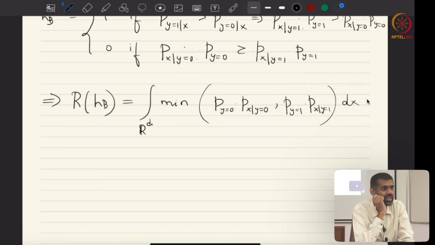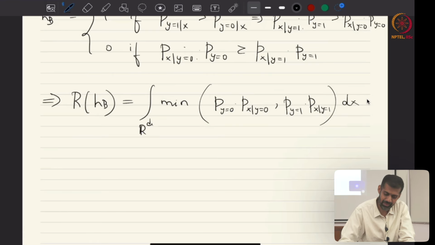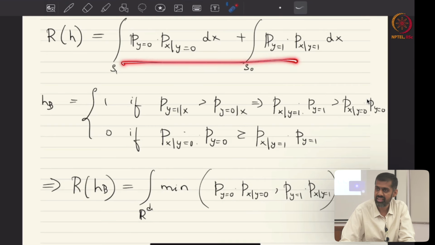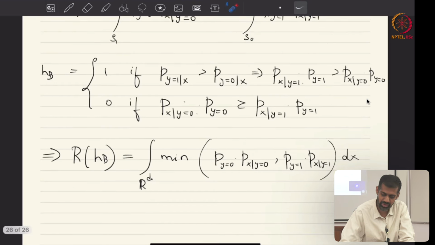Are we done with the proof? So we are, because these two terms are non-negative because they are either probabilities or density functions being evaluated at a point, which is non-negative always. So if you are integrating functions that are non-negative at all points, and you choose in such a way that you always take the minimum out of two quantities, then it should be the minimum amongst all possible choices of h, isn't it? That's it.